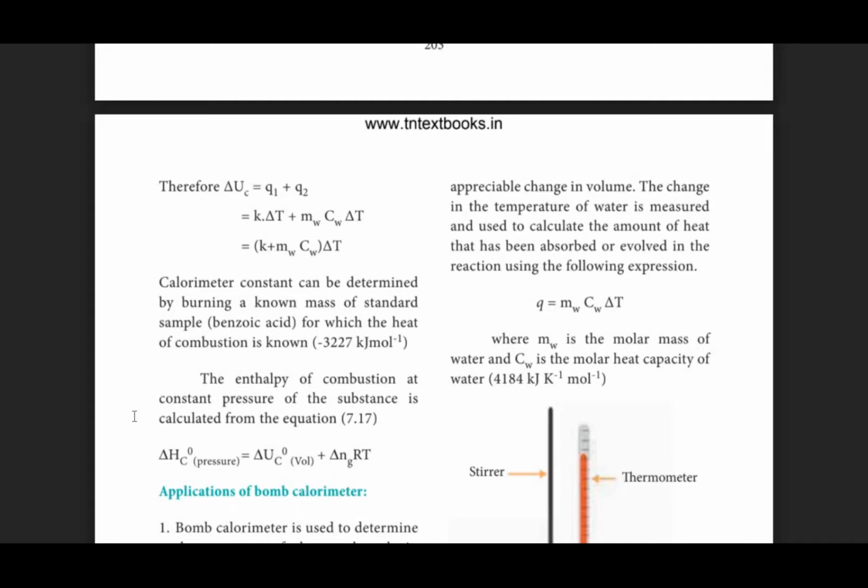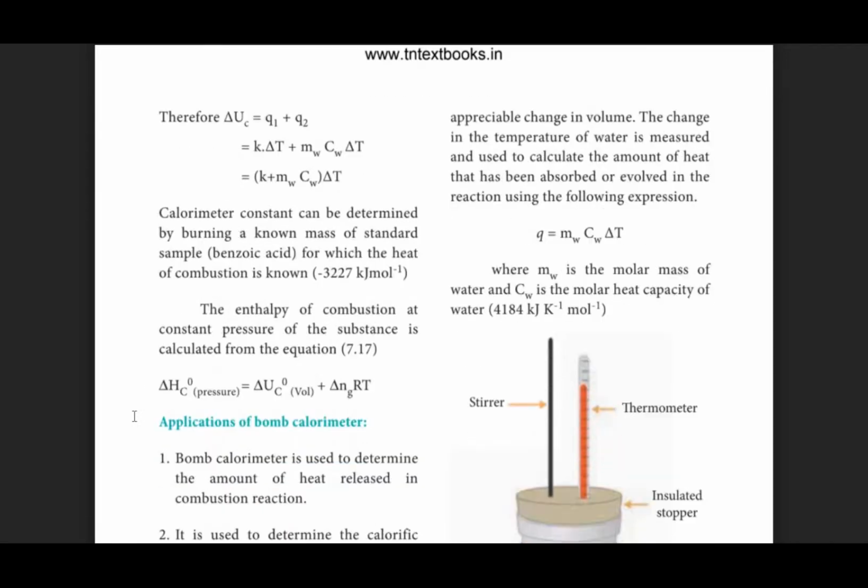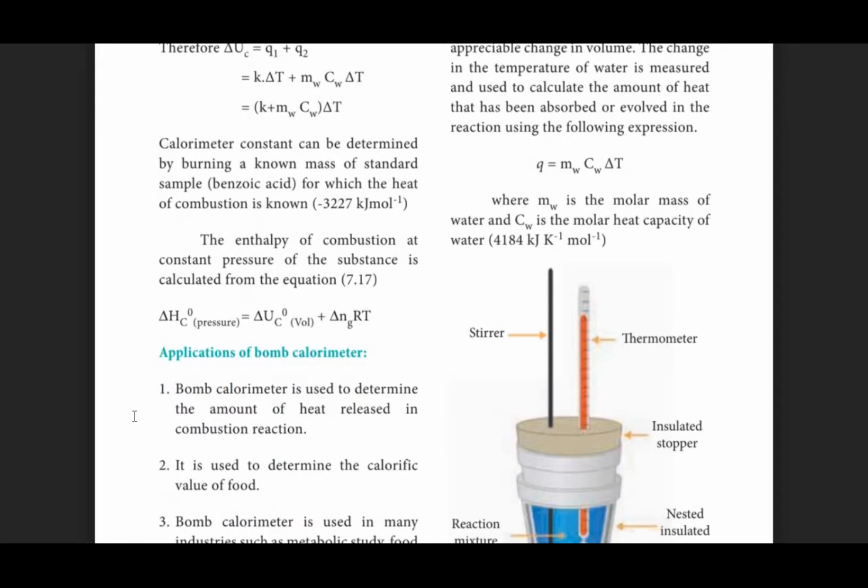3227 kilojoules per mole. The enthalpy of combustion at constant pressure of the substance is calculated from the equation delta H naught C at constant pressure is equal to delta U naught C at constant volume plus delta n g RT.